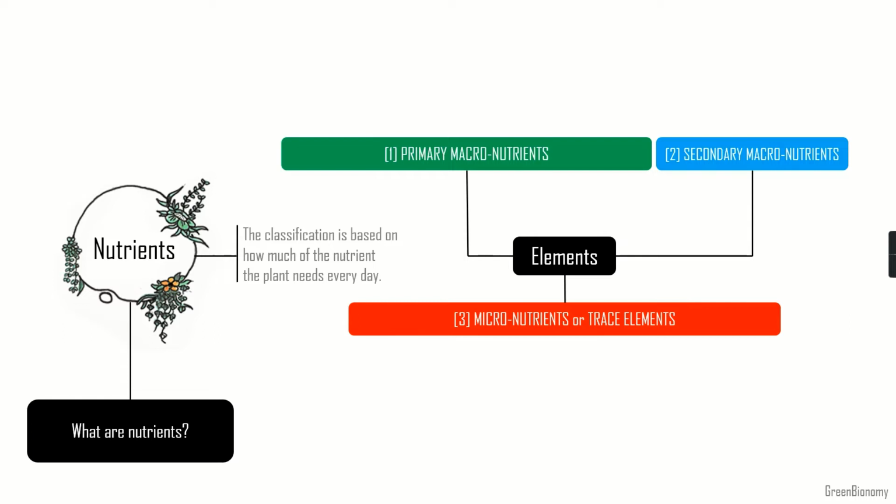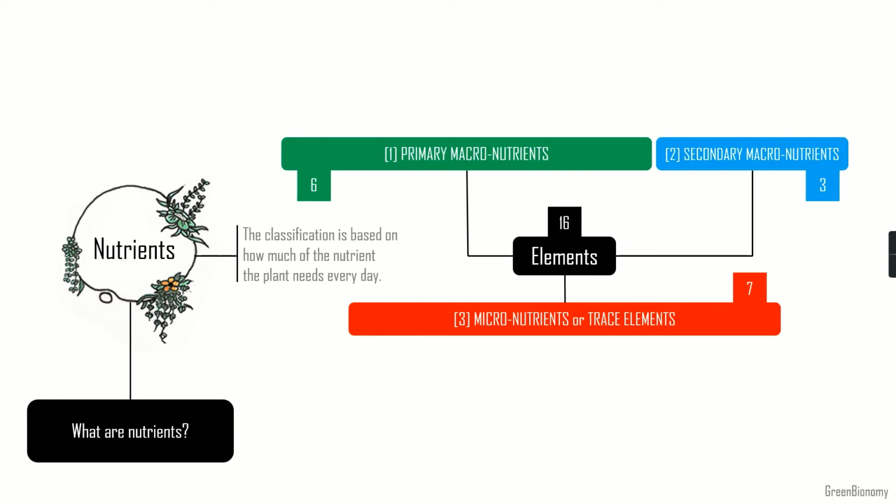Now, we have 16 of these elements. These are the 16 elements that are important for plants and have been identified by scientists in general. So 6 of them are primary macronutrients, while we only have 3 of them being secondary macronutrients and 7 of them being trace elements or micronutrients.